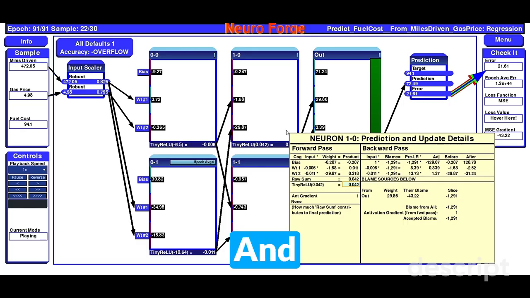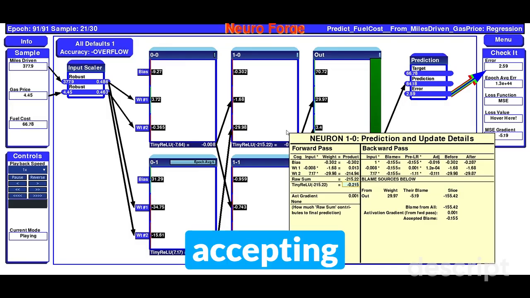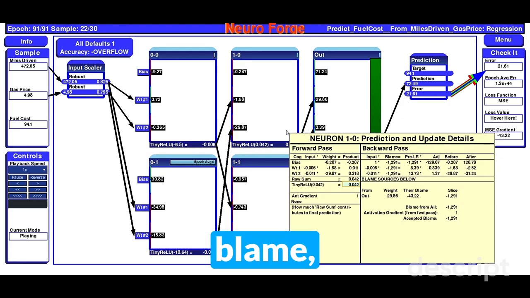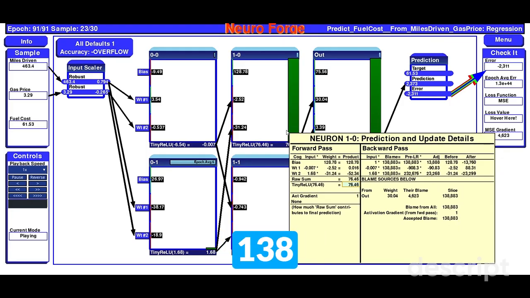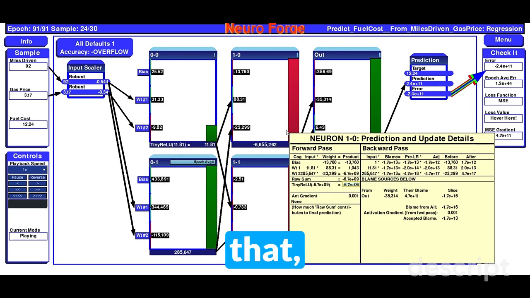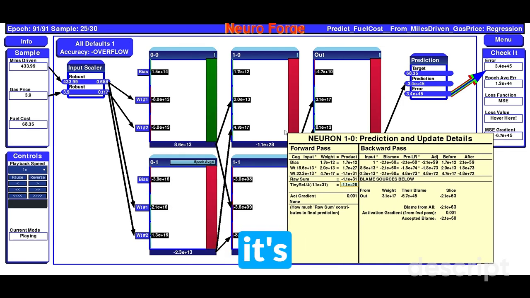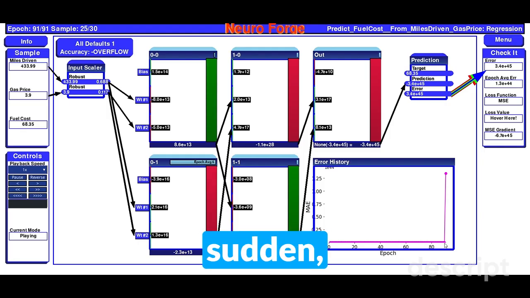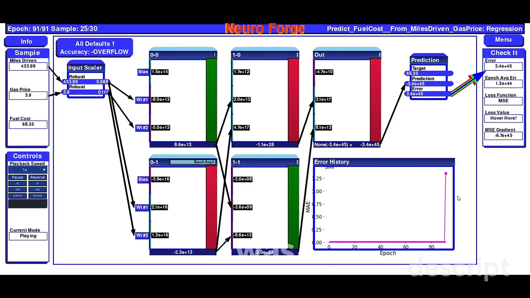And now when the error signal, the blame, comes back, negative 1,291, it says, I'll take all of it. And all of a sudden, it went from sample 21 accepting negative 0.1 to accepting negative 1,000 blame. And on the sample after that, 138. And on the sample after that, I don't even know that number, 1 followed by 13 zeros. And then it's out of there, blown up. What makes that weird is a nice, well-behaved model, and then all of a sudden, poof. So I thought that was pretty interesting. I hope you did too, and thanks for tuning in.